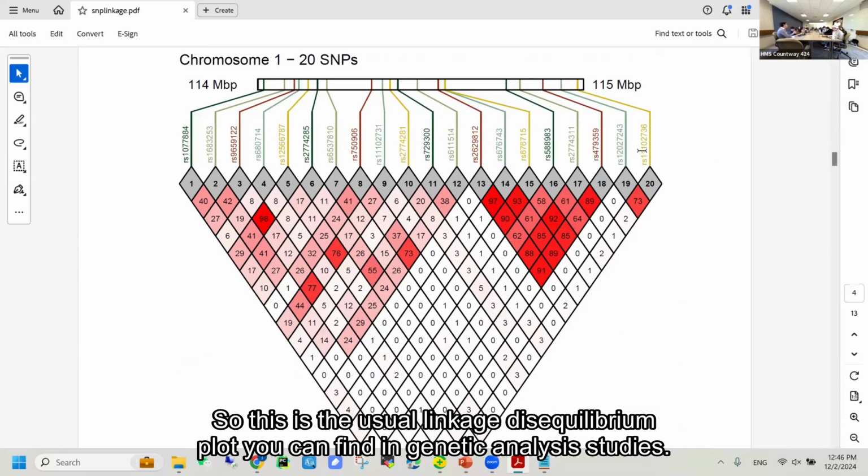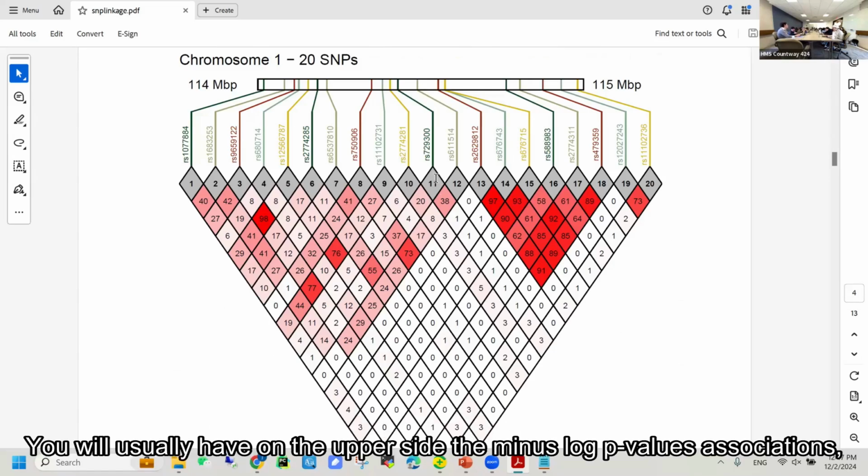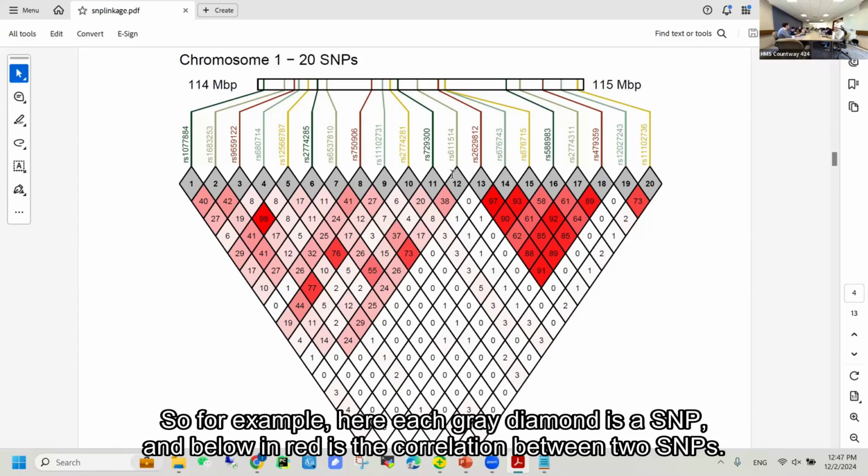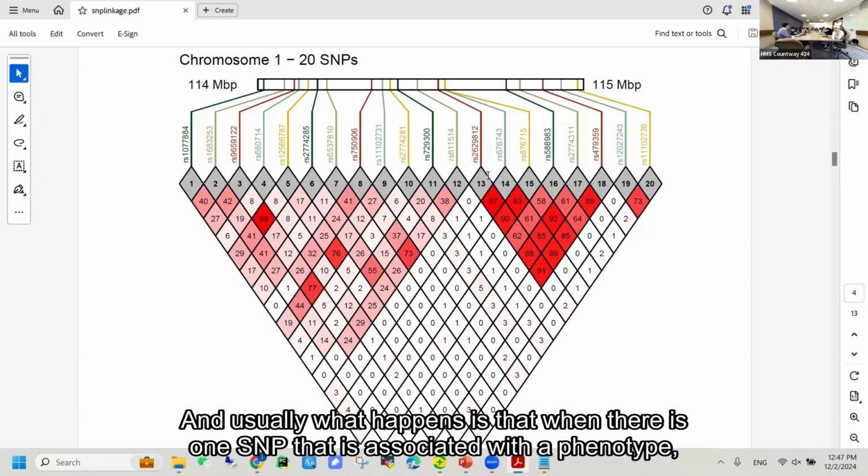So this is the usual linkage disequilibrium plot you can find in genetic analysis studies. You will usually have on the upper side the minus log p-values associations, and on the lower side, you will have the correlation between SNPs. So for example, here each gray diamond is a SNP, and below in red is the correlation between 2 SNPs.